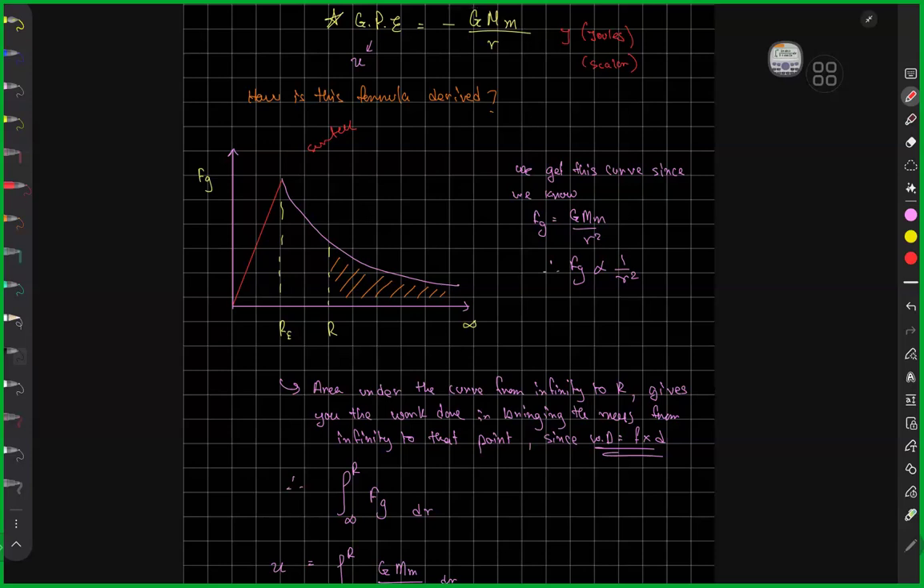Integration. Have you guys heard of the formula? Work done is force into distance. Do we know this formula? Yes, you do. What happens if you guys have done pure math? What happens when you integrate from infinity to R?